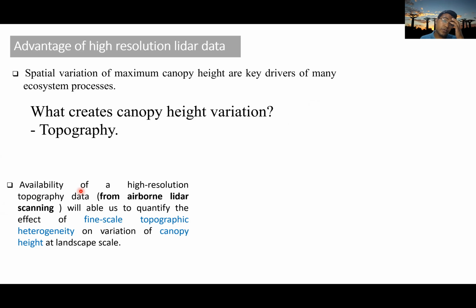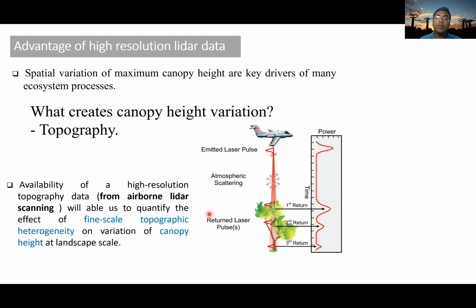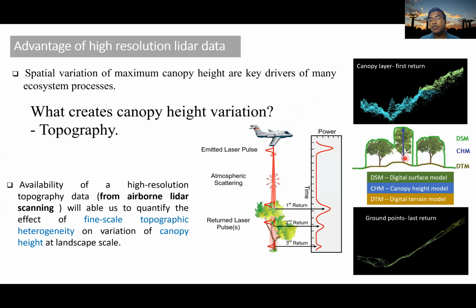So the availability of high-resolution topographic data, possibly from airborne lidar scanning, will enable us to quantify the effect of fine-scale topographic heterogeneity on the variation of canopy height at landscape scale. Here, we can see the schematic diagram of how the lidar scanning looks and how we can derive the canopy height information as well as the ground elevation information from the airborne lidar scanning.